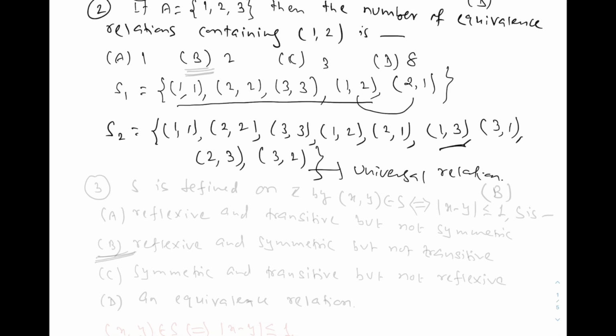So naturally there won't be any more equivalence relation containing (1,2). So the answer is 2. There will be 2 such equivalence relations which contain (1,2). Okay.